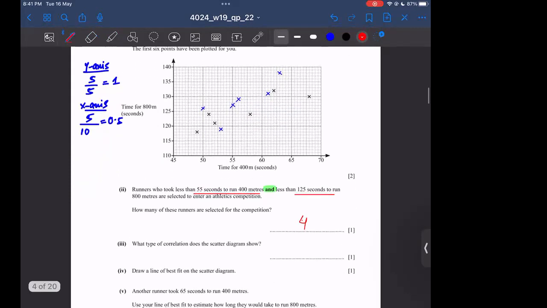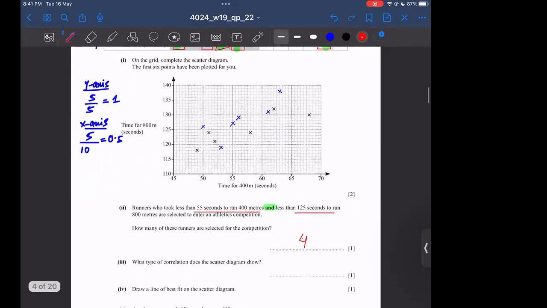Next, we have: what type of correlation does this scatter diagram show? It shows the positive relationship. As the time of this increases, the time of this also increases. Right? This is the positive relationship. Then they are saying draw the line of best fit on the scatter diagram. You can see the line of best fit is also going to be a line slanting upward to the right. So this is the line of best fit.